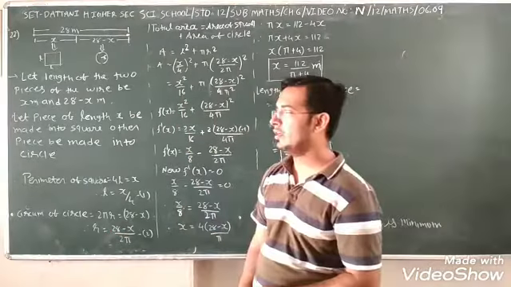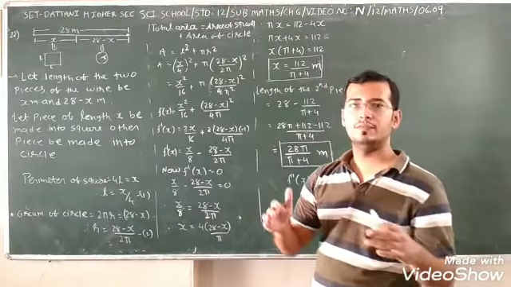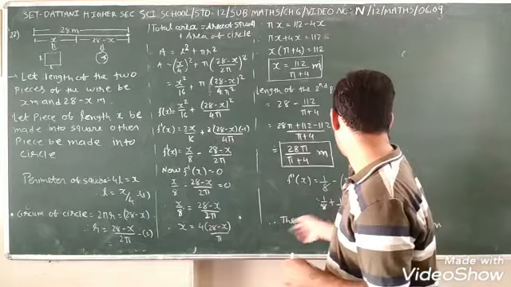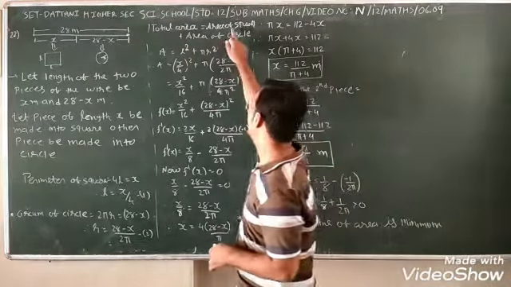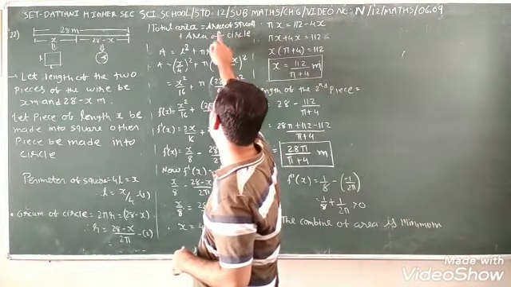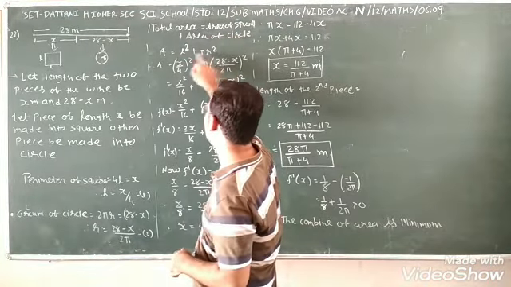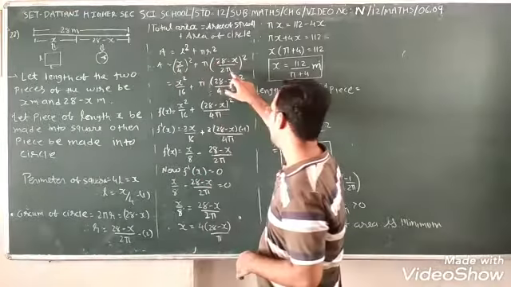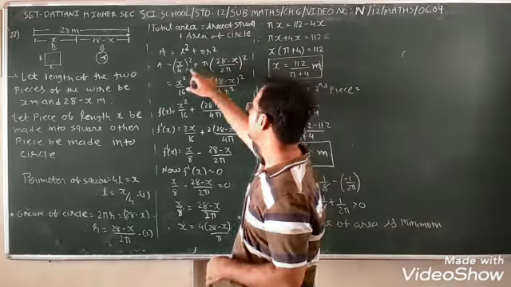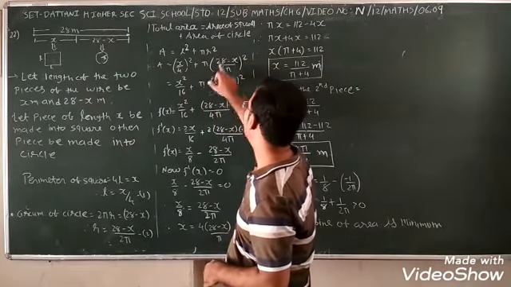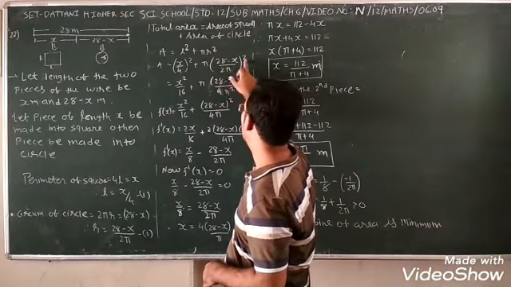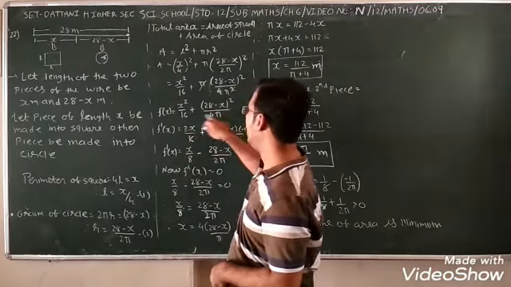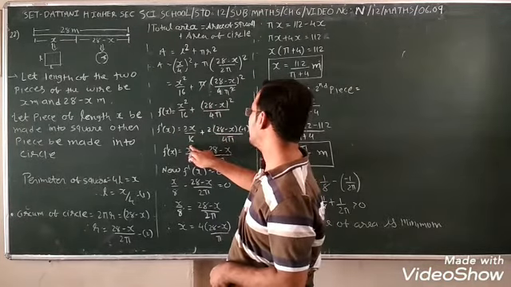Now we have to find the combined area of both that is minimum. So total area is equal to area of square plus area of circle. Area of square is L square, area of circle is pi r square. L is equal to x by 4, whole square, plus pi times r, that is (28 minus x) upon 2 pi, whole square. So x square by 4 square, 16, plus pi times (28 minus x) square upon 2 square, 4 pi square. Here pi cancels. Now taking the derivative: x square gives 2x upon 16.